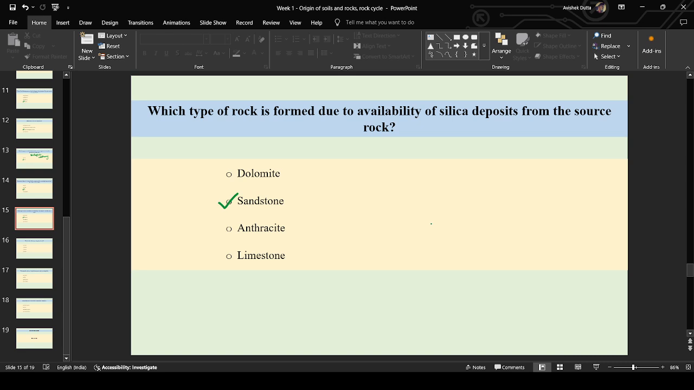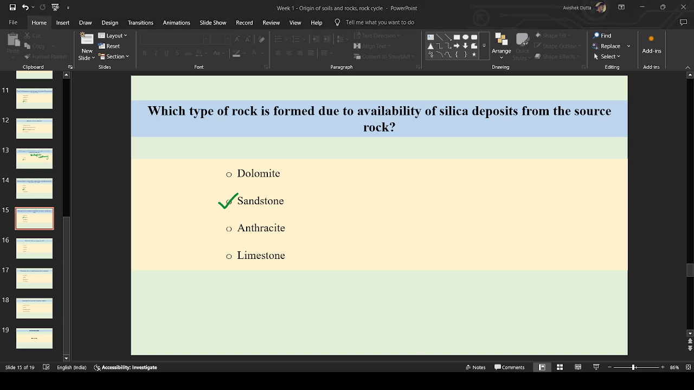Dolomite, anthracite, limestone. Someone is joining right now. Those who are joining now, the class had started from 6 o'clock.